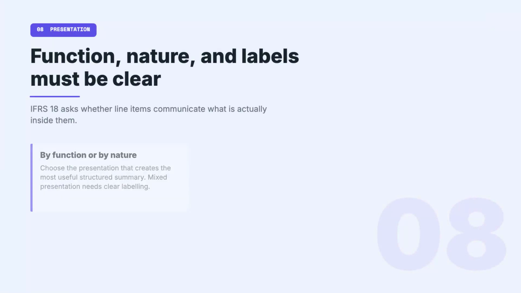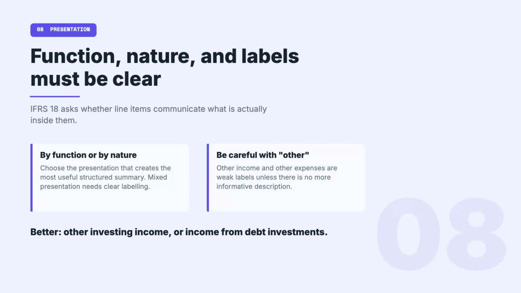IFRS 18 also pushes candidates to think about line items. Expenses can be presented by function, by nature, or by both, depending on which method gives the most useful structured summary. If an entity mixes nature and function, the line items must be labeled clearly. For example, a line could say depreciation costs other than those included in cost of sales.